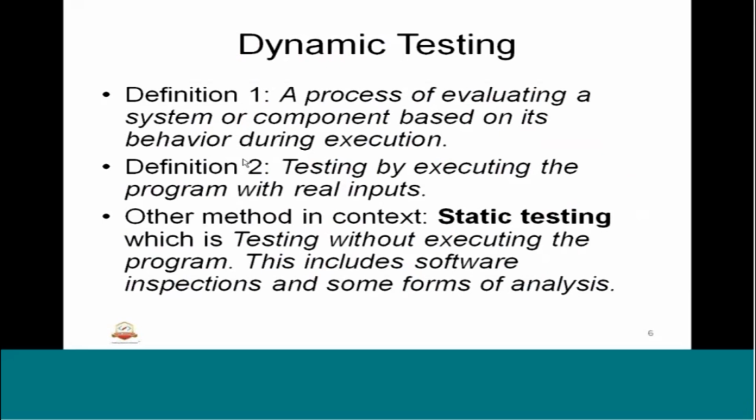Okay. So what is dynamic testing? Definition: a process of evaluating a system or component based on its behavior during execution. That means testing done during its execution is called dynamic testing. It's as simple as that. We put the unit under execution and test it while it is executing the intended program. That's a simpler definition. Another definition is testing by executing the program with real inputs. That means we do the testing while the system is running the intended program. That is the definition of dynamic testing.